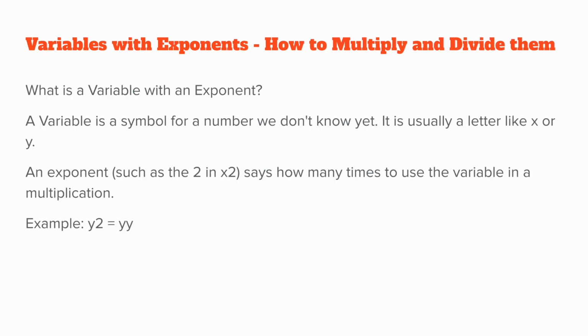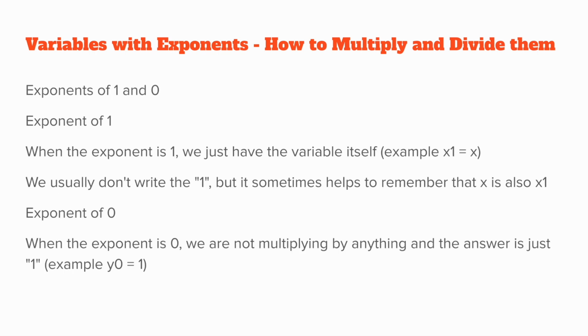Now let's move on to variables with exponents. A variable is a symbol for a number we don't know yet. So it is usually a letter like x or y. An exponent, such as the 2 in x squared, says how many times to use the variable in a multiplication. For example, when we say y squared, then it's the same as y times y.